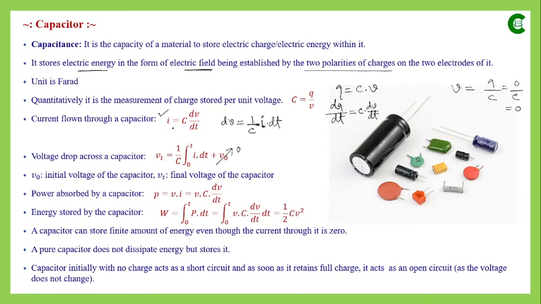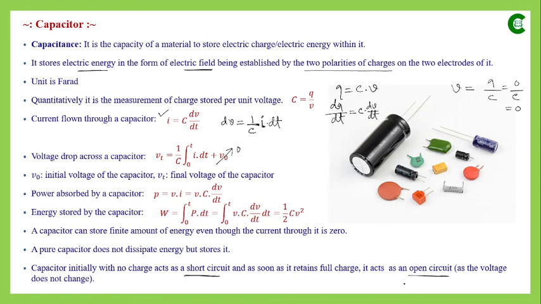That means when the capacitor has reached its peak voltage value and after that there is no more change in the voltage, the current flowing through the capacitor will be 0. So we can say that finally the capacitor will behave like an open circuit. So it is just the reverse of the inductor. In case of the inductor, we have seen that it initially behaves as an open circuit and finally behaves as a short circuit. But in case of the capacitor, initially it behaves as a short circuit and finally it behaves as an open circuit.